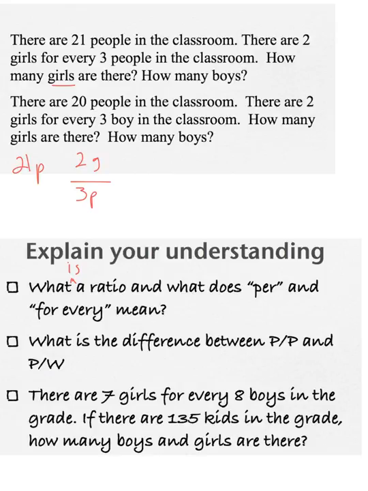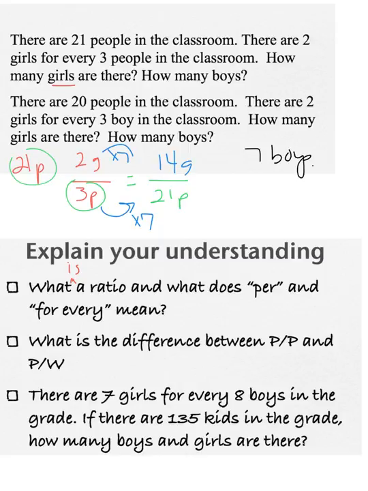Well, I noticed that I already have my P's down here, so I can do 21P, and then I can figure out how many girls there are, because 3 times 7 gets me to 21. Therefore, 2 times 7 would get me to 14. So there are 14 girls. And then how many boys would there be? It would be 21 minus 14, which would give you 7 boys.